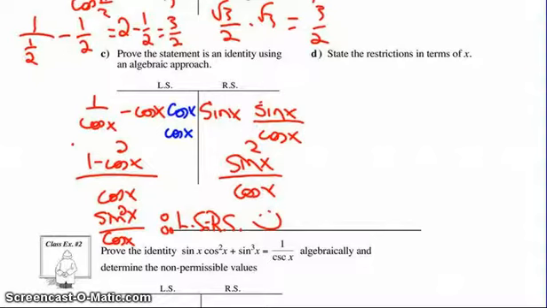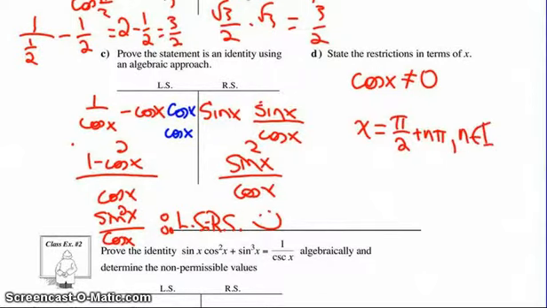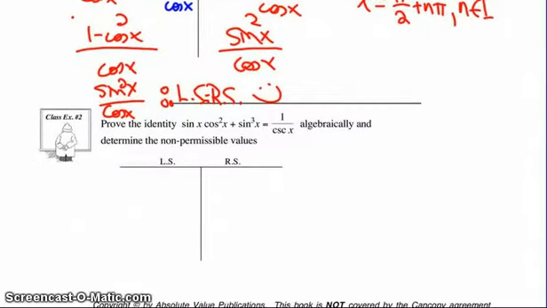Okay. What are the restrictions on the variable? Well, where is our quotient? Our restrictions on the variable are where cosine x cannot equal 0. That means that x cannot be equal to pi over 2 plus n pi, where n is an element of integers. Okay. Example 2. Prove the identity sine x times cos x squared plus sine cubed.